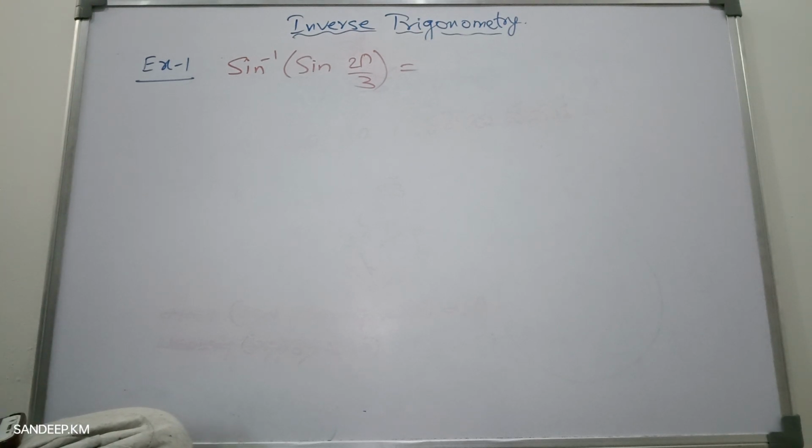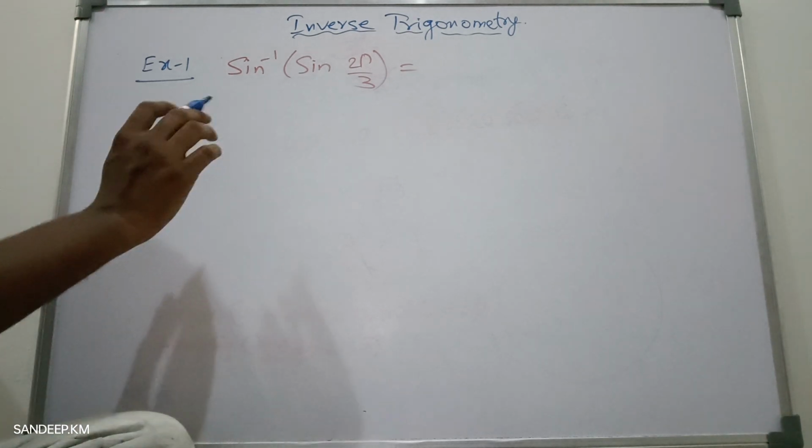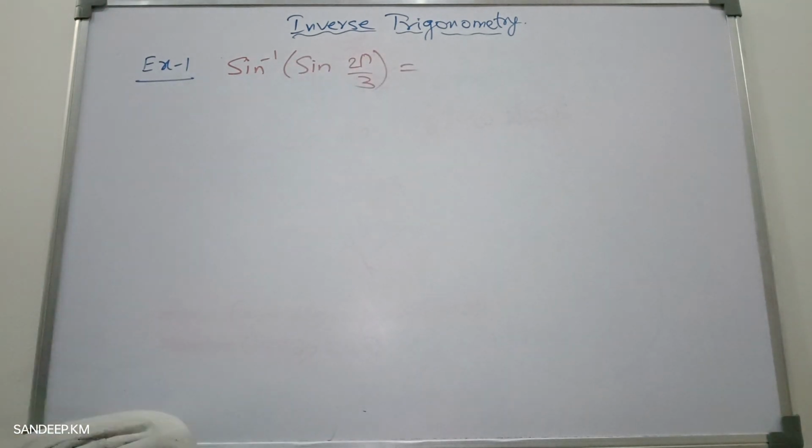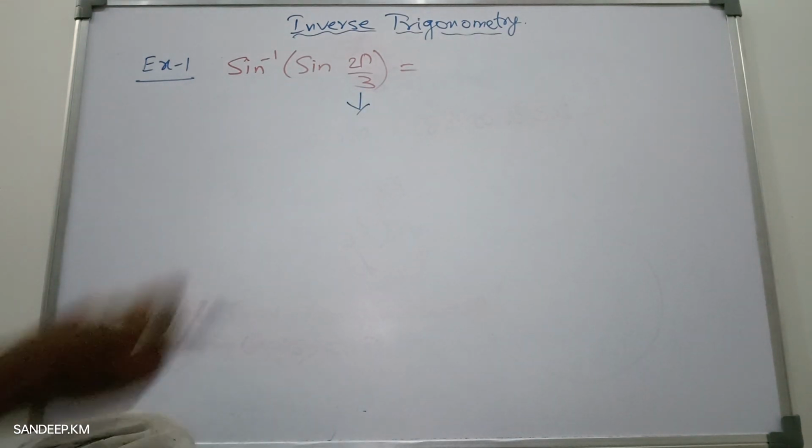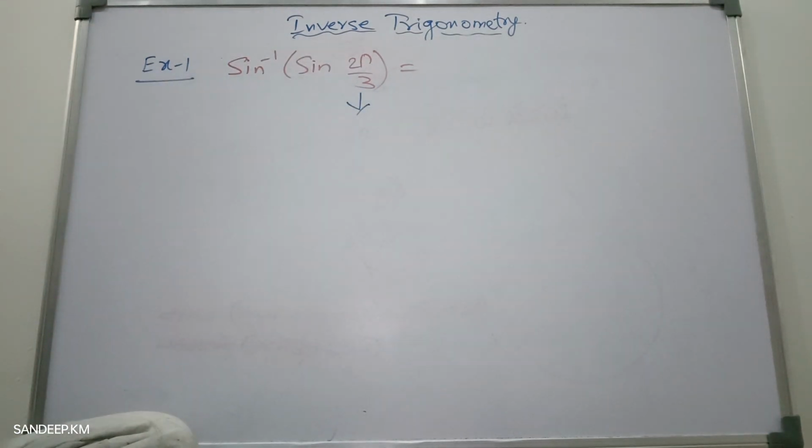What is sin inverse of sin 2 pi by 3? Use theorem 2. First of all, the answer is not 2 pi by 3. The answer is not at all 2 pi by 3. Why is the answer not 2 pi by 3? Because 2 pi by 3 is not in the restricted domain of sine theta. Certainly the answer is not 2 pi by 3.